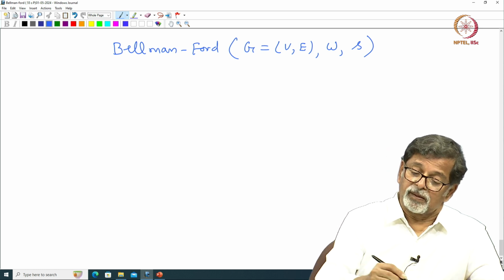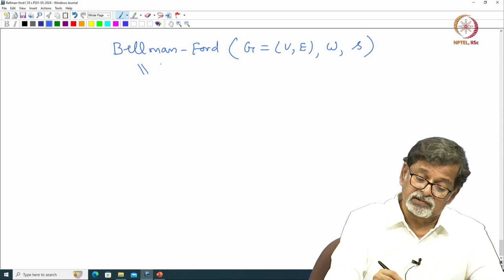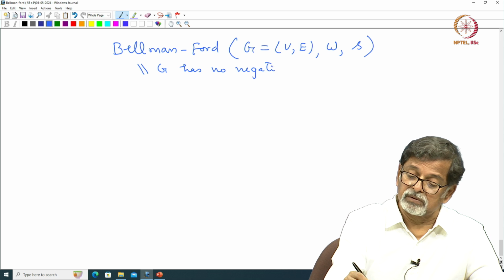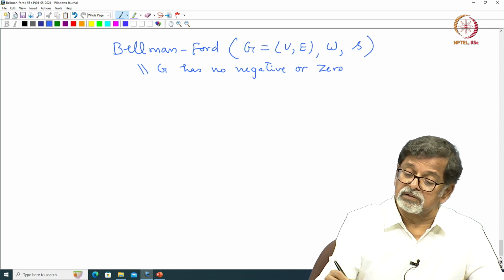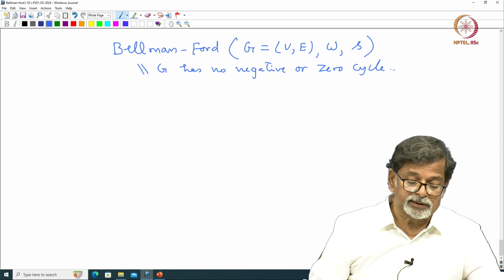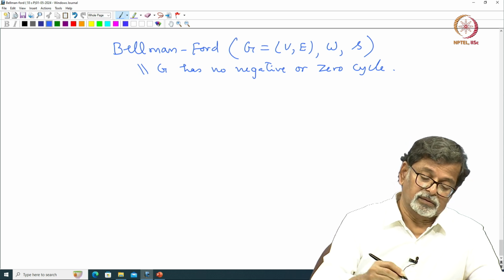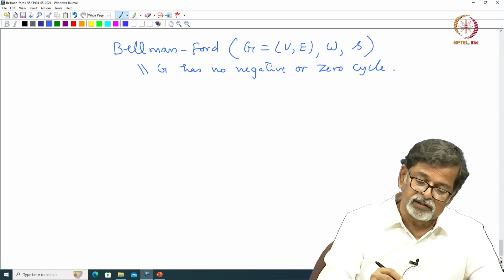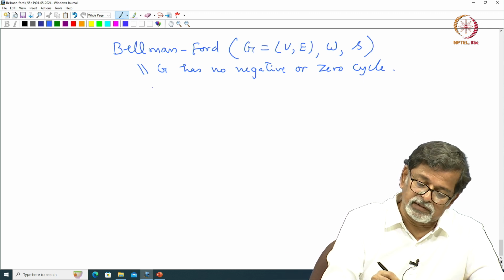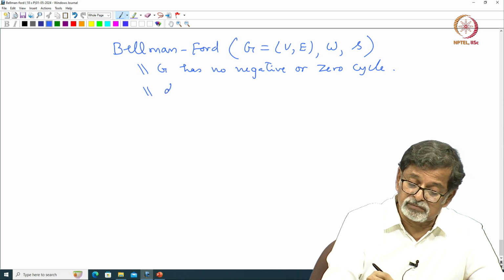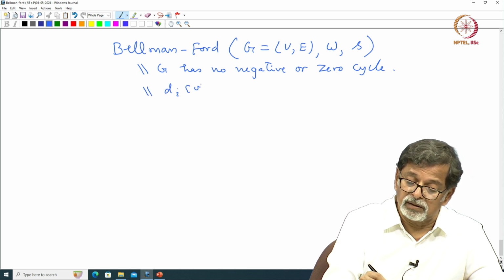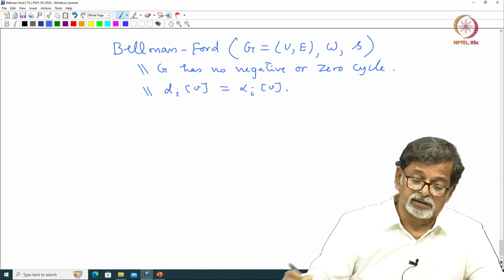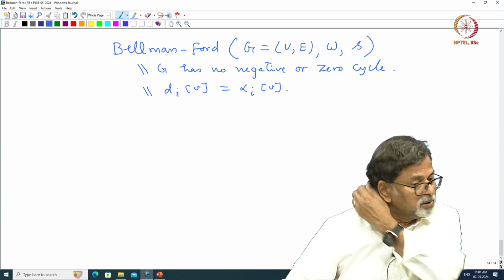and G has no negative or zero cycle, and we are going to use an array. This is like a pseudocode. So, we are going to use an array. This array is the D array. D i V is supposed to hold alpha i V. The purpose of this array D is to hold this value.